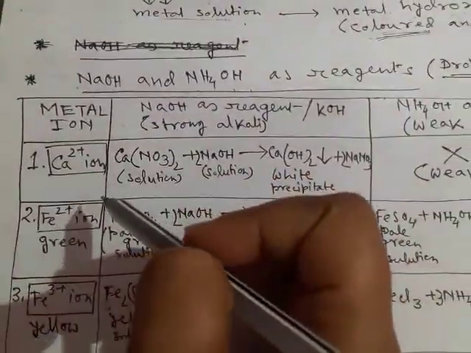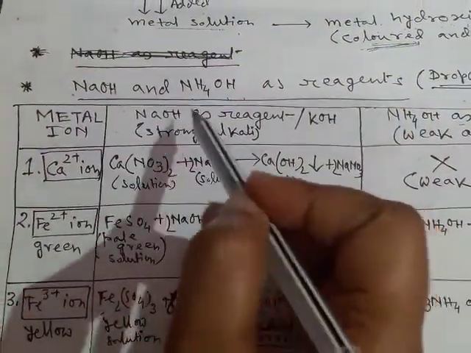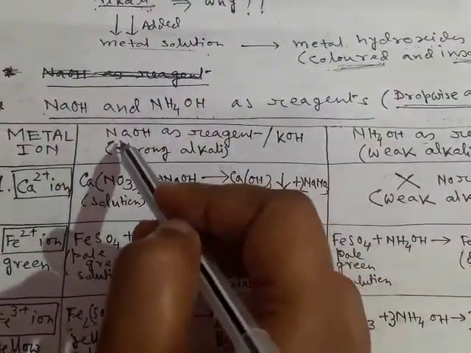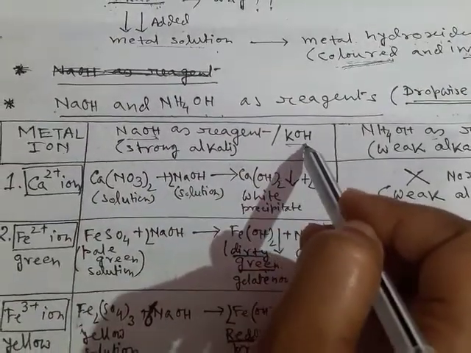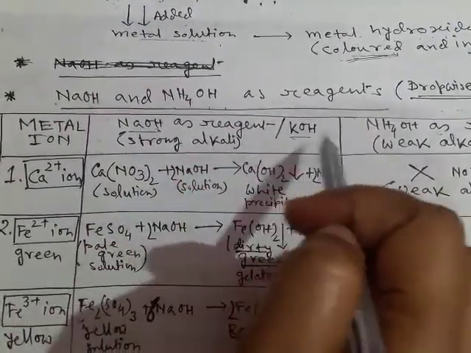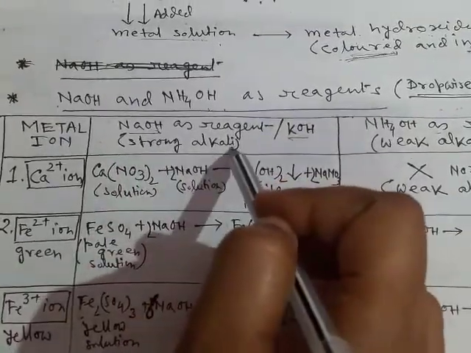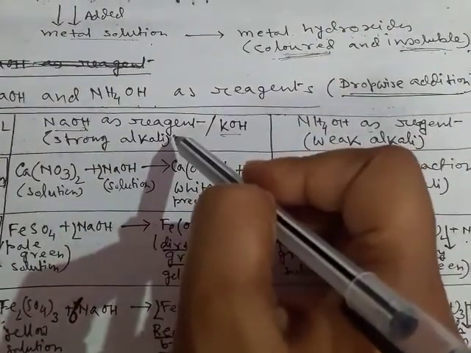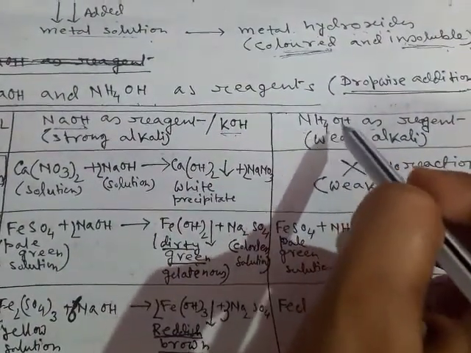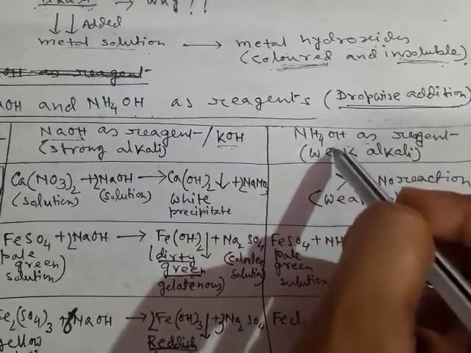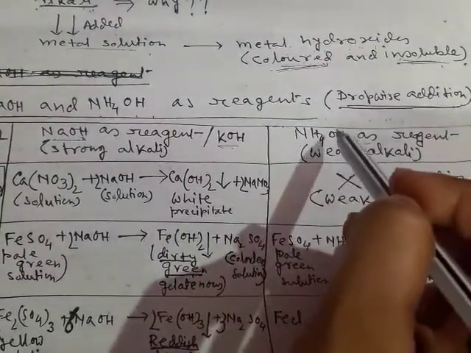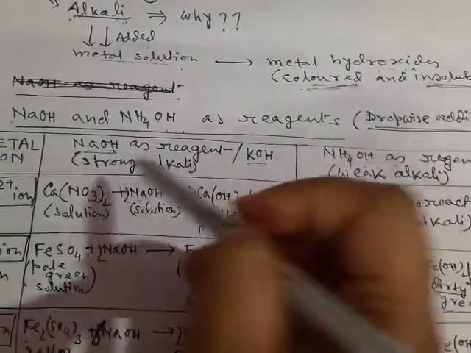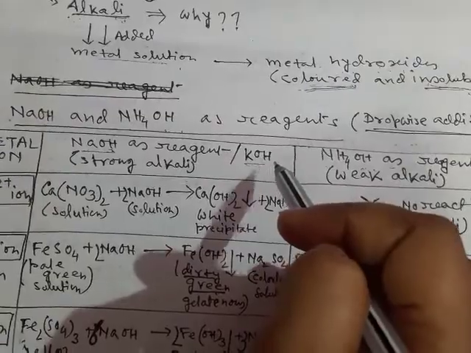Here I am showing you the behavior of sodium hydroxide and ammonium hydroxide for different metal ions. The behavior of sodium hydroxide and potassium hydroxide as reagents is almost the same, because they are both strong alkalis. Whereas there is a difference in the behavior of sodium hydroxide, potassium hydroxide and ammonium hydroxide, because ammonium hydroxide is a weak alkali, so the number of hydroxide ions produced from ammonium hydroxide is less than from sodium or potassium hydroxide.